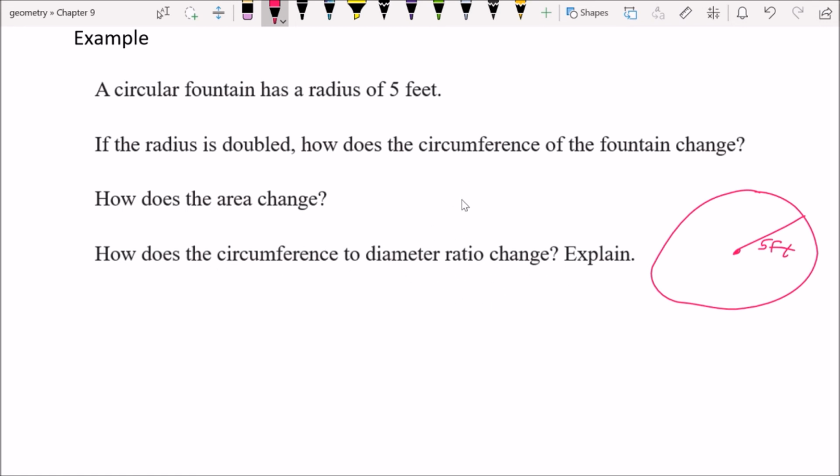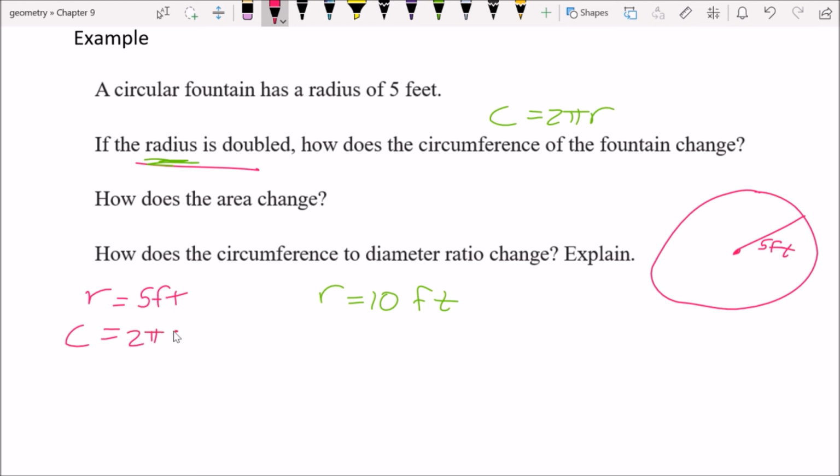All right, let's run through all these. So what we have to imagine is 2 circles, one with a radius of 5 feet. They said if the radius is doubled, so let's color code that something different. Let's do green. So if the radius is 10 feet, we're going to look at how the circumference changes. So let's remember, circumference is the same as 2 times pi times radius. So that should be a pretty easy calculation for both of these. So for this one, that would mean the circumference is 2 times pi times the radius, which is 5.